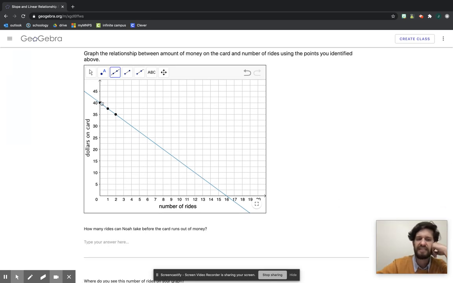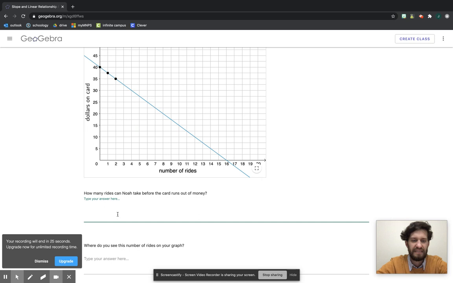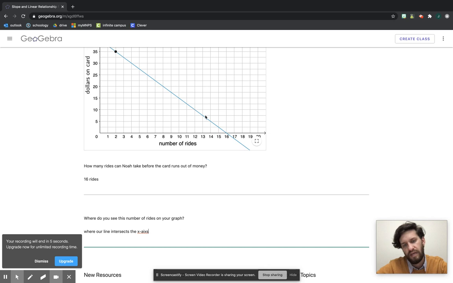So what do you notice about this line? If we look all the way down the line to the very end, we can see where Noah's going to run out of money. So we see right here our number of rides. Once Noah gets to 16 rides, he has $0 left on his card. So we know how many rides Noah can take, 16 rides. And where do you see this number of rides on your graph? We see that number of rides where our line intersects the x-axis. So where our line cuts right through, breaks right past our x, our side-to-side axis.